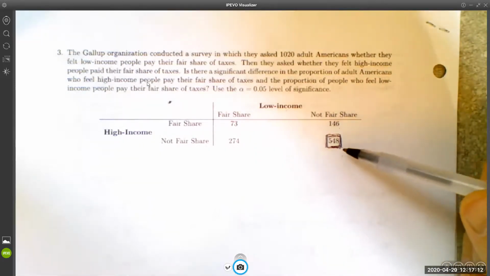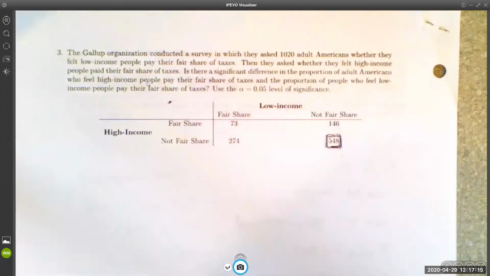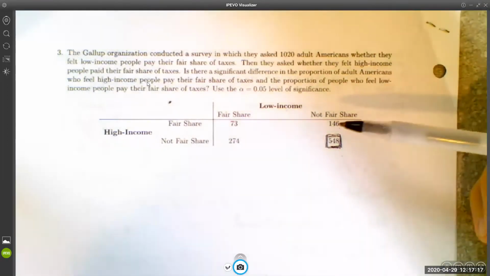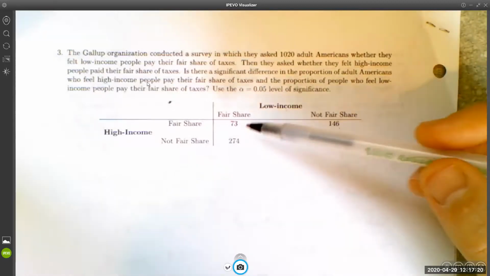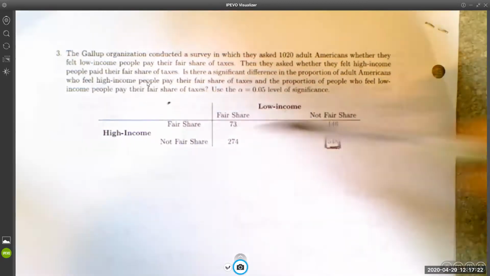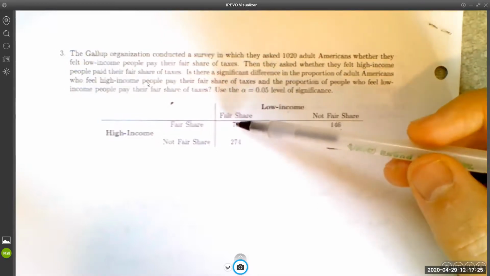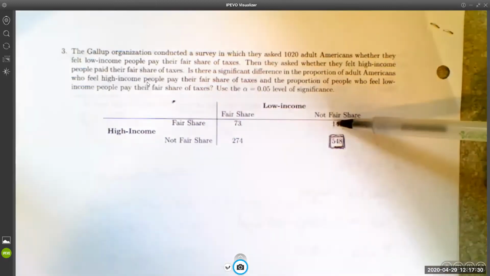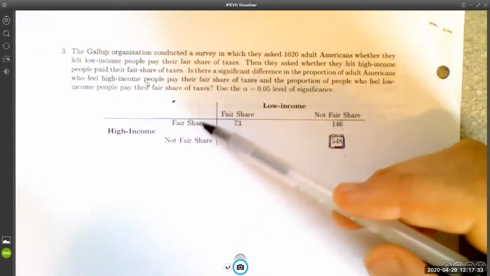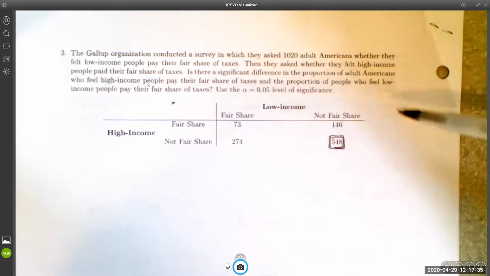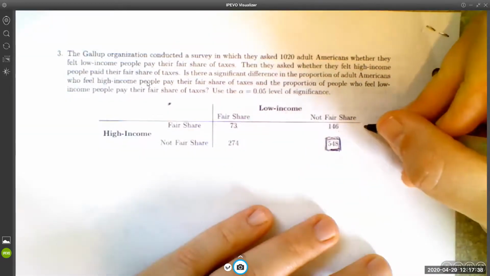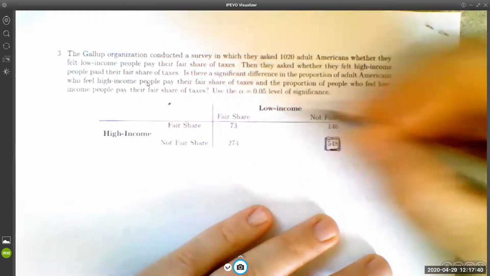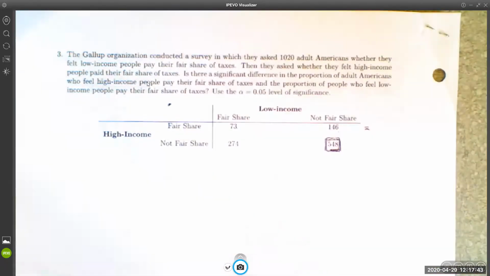But anyway, so how would we compute the proportion of people who said that high income people pay their fair share? Well, I suppose we would add up the number of people who said both low income and high income people pay their fair share, plus the number of people who said high income people pay their fair share, but low income people don't. So the total number of people who feel high income people pay their fair share is 73 plus 146. That's 219.